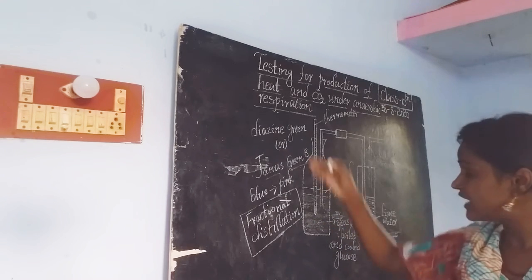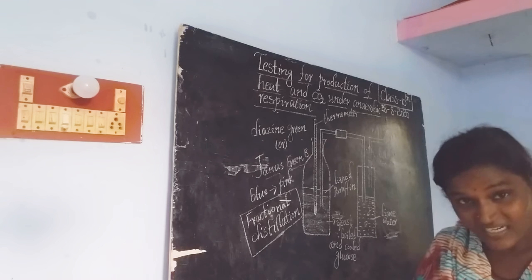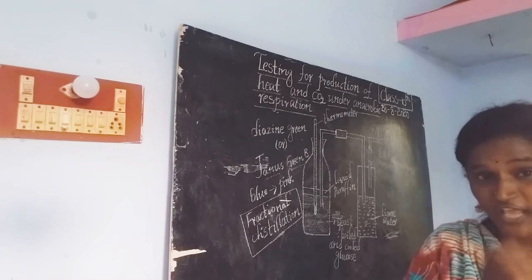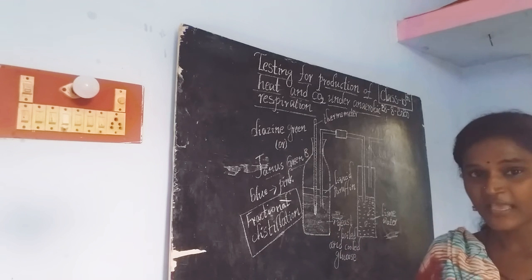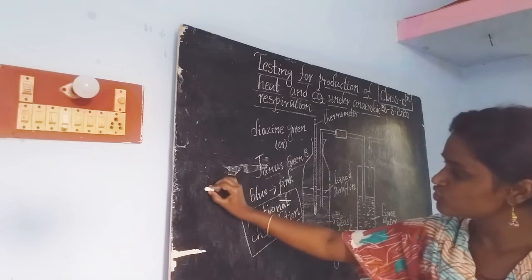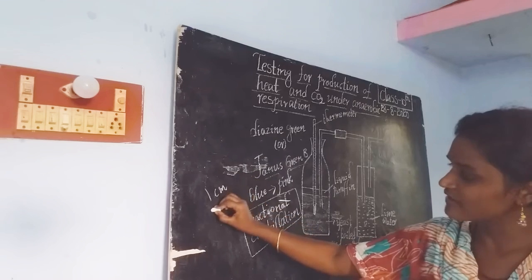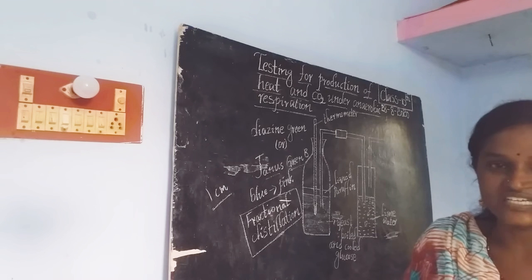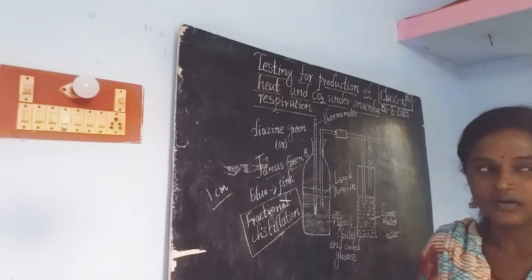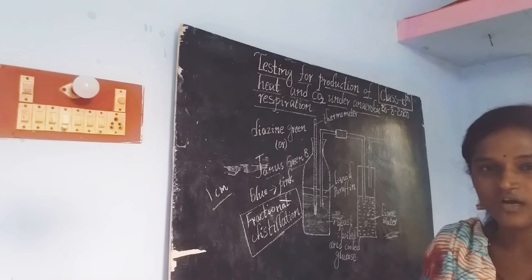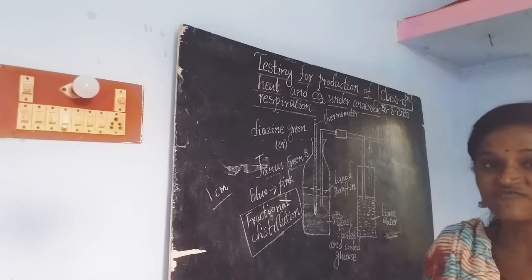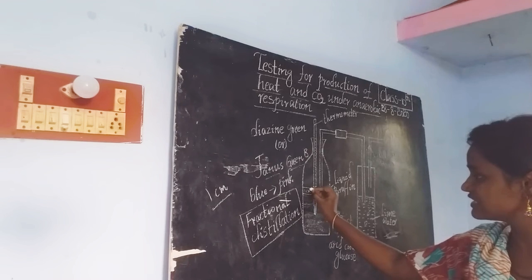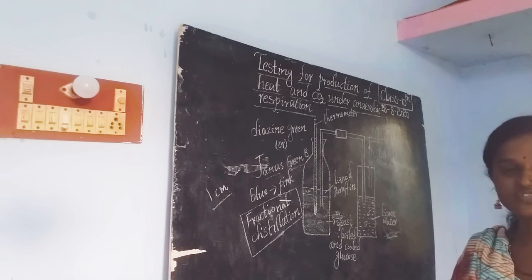Then what about the air? Air may enter the flask, and that air may contain oxygen. How can we stop the contact of oxygen with the glucose solution? By pouring a liquid about 1 centimeter thick. What is that liquid? That is liquid paraffin, which looks like an oily, fatty layer. It acts like a thick film on the glucose solution. About 1 centimeter thickness of liquid paraffin we have to add.